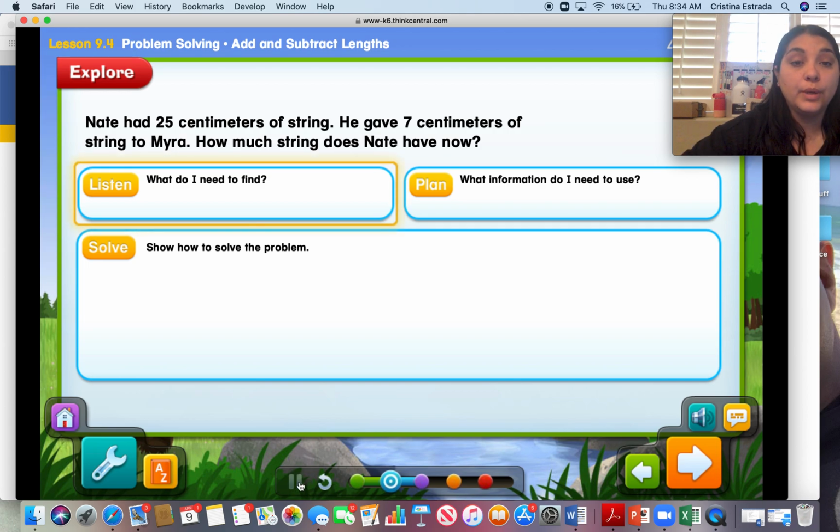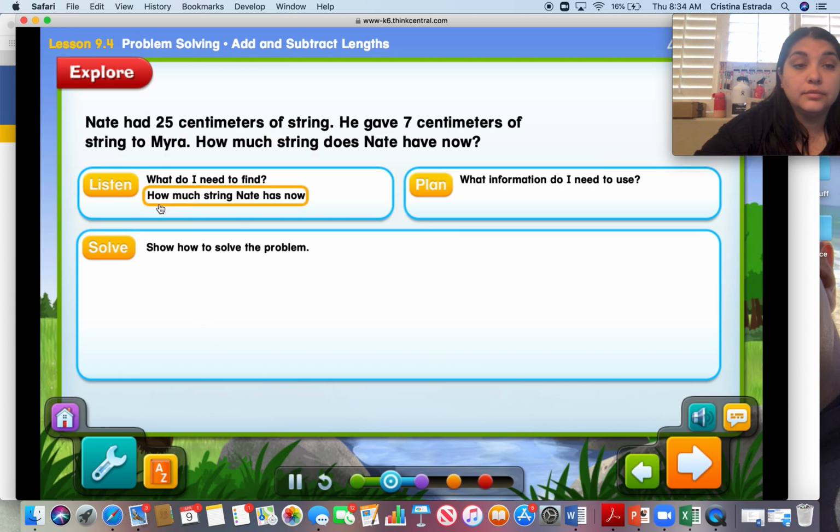I'll pause that really quick. So here in this blue circle, it's going to teach us the lesson. It's going to teach us a strategy to use to complete the lesson. So it'll ask us to listen and focus on what we need to find. Then it will ask us to plan. After we read the word problem, we need to plan. We need to know what information do I use. And then finally, it will help us solve. So let's listen in.